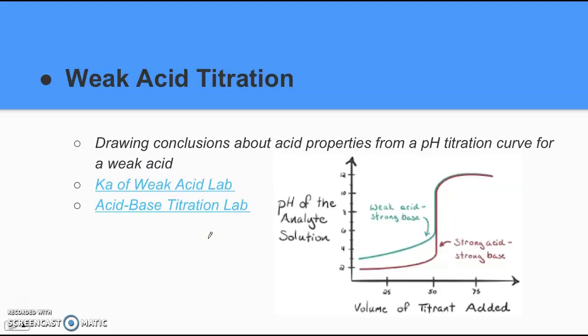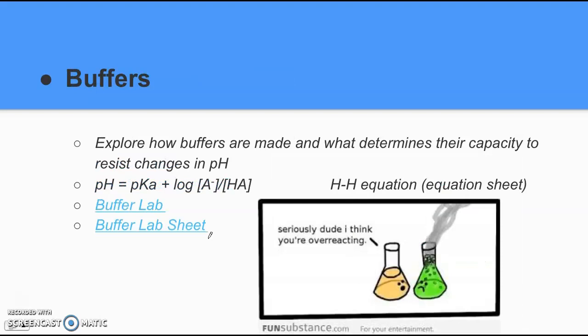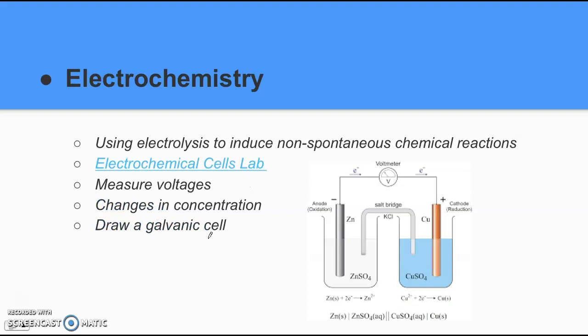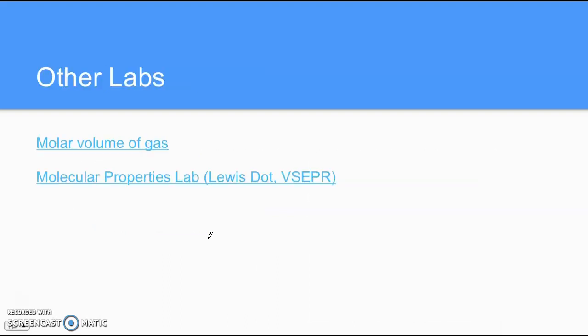So these are labs that we didn't have to do this year. Those are a couple other labs that we did, but they're not required labs for AP. We did molar volume of gas. That was working with the ideal gas law, and this was the Lewis dot structure lab.